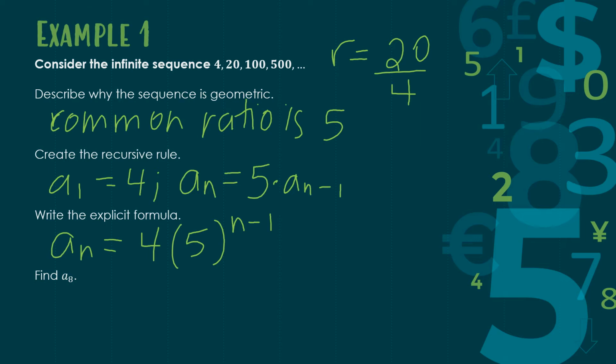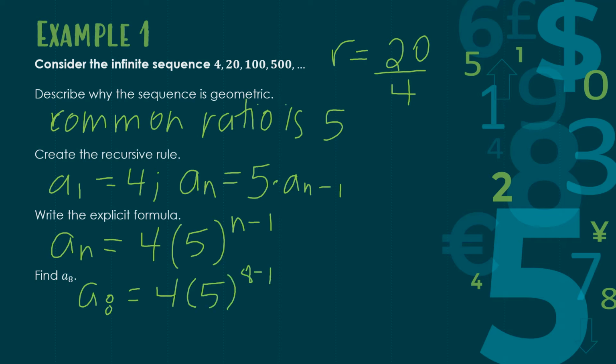One of the things that you could do to find the 8th term is just to keep multiplying by 5. I mean, we're already at 500, which is the 4th term. So if we multiplied by 5 a few more times, we would get to our 8th term pretty quickly. But I'm going to show you how to use the explicit rule, and all you need to do is plug in 8 for n because n is your index, and that's the term we're looking for. So 4 times 5 to the 8 minus 1.